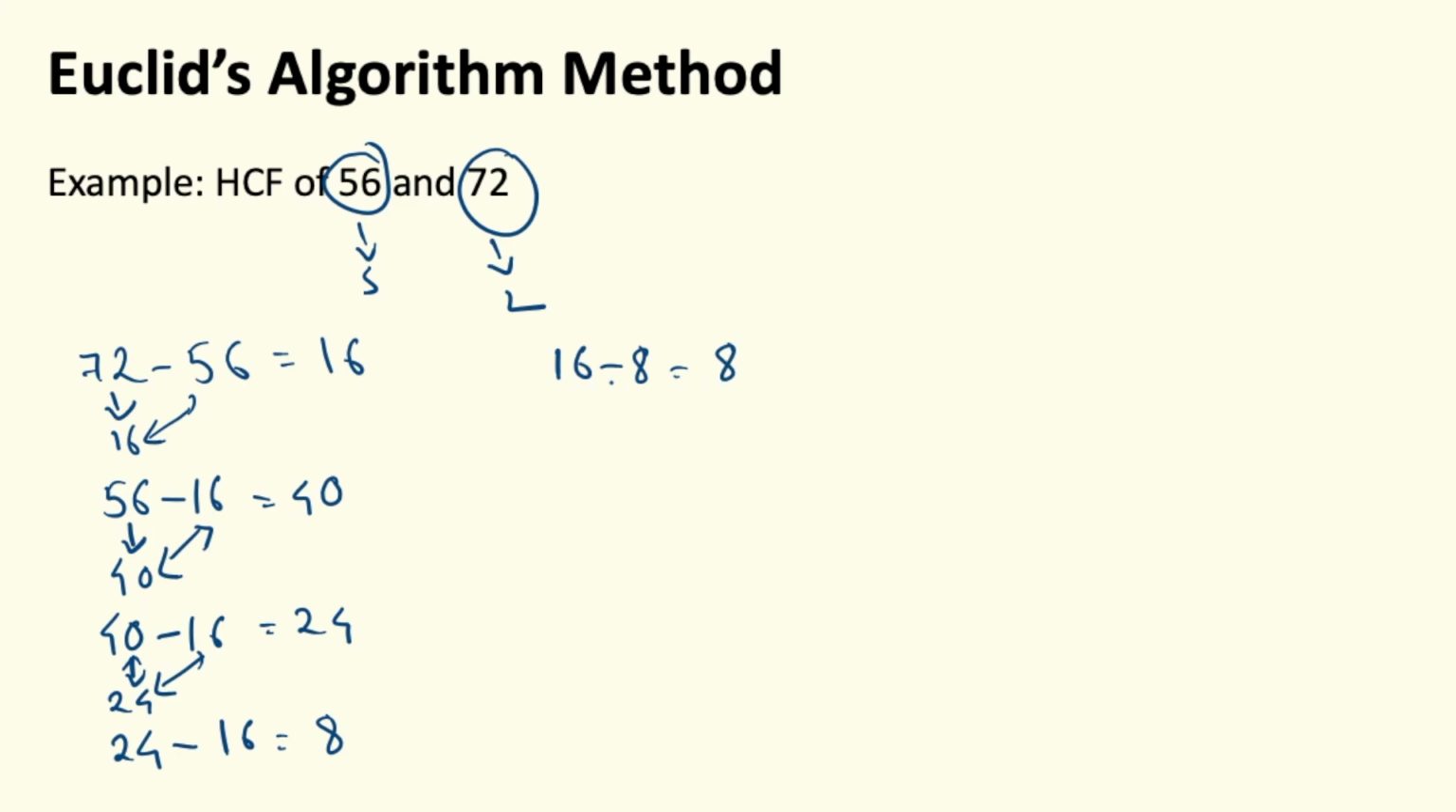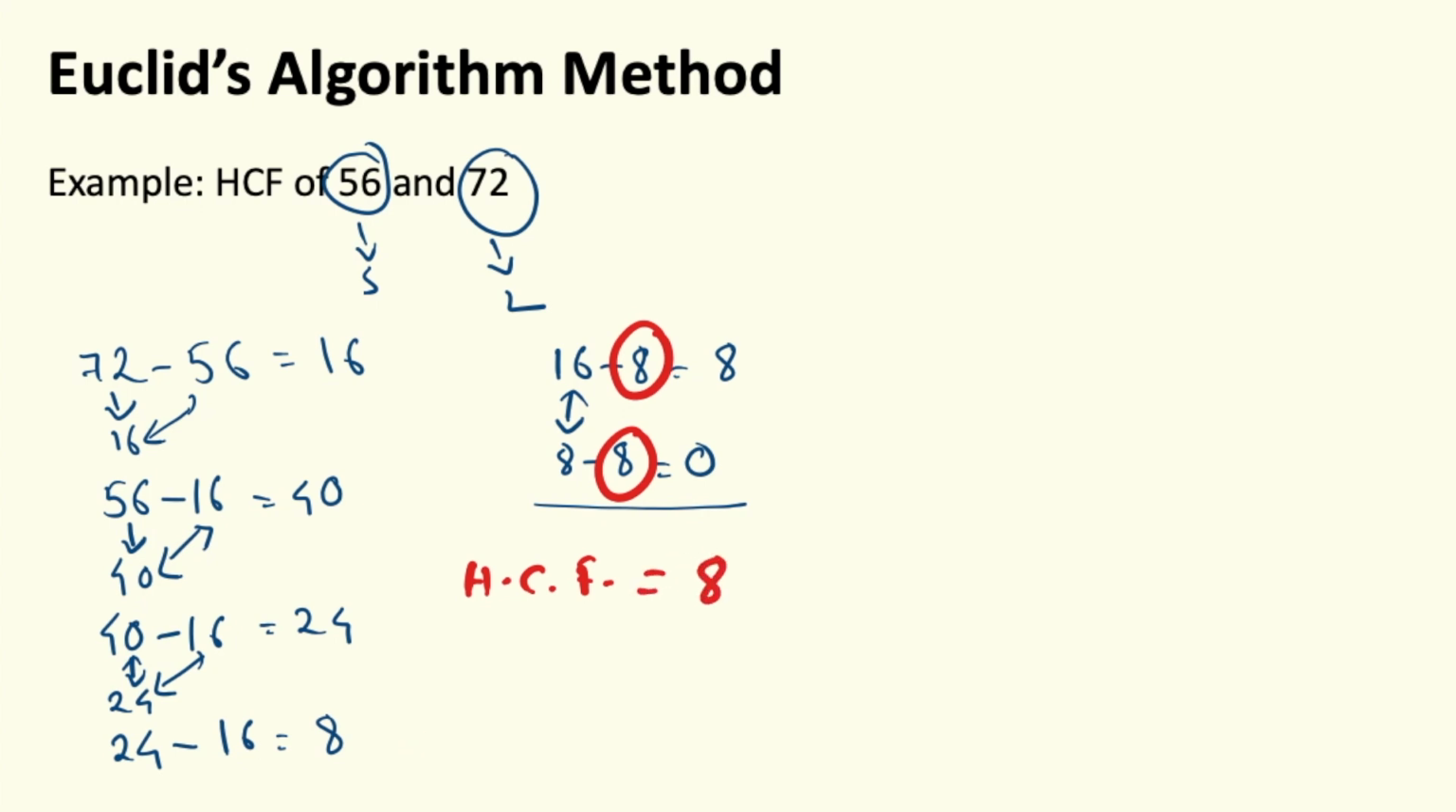Now the larger number here is 16 and 16 gets replaced by 8, and then I have to subtract it again from 8 because both are equal and it gives me the result. And this is the most important step because both the numbers are equal here. That means that equal number which gives me the result as 0 is nothing but my HCF of the two numbers. Hence the HCF of 56 and 72 is nothing but 8.